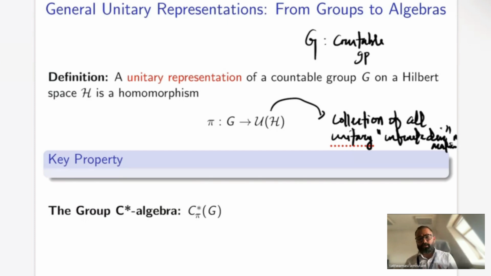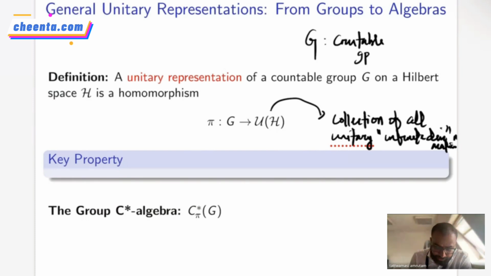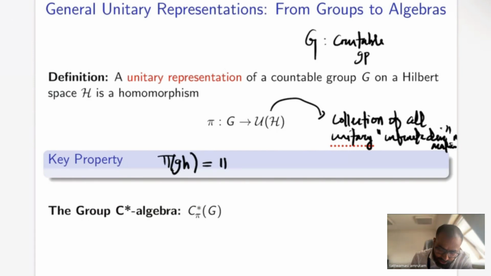So it's very much similar to the unitary operators on R^n or C^n, the orthogonal group that you know of. Now I have the homomorphism from the group to the collection of these unitary infinite dimensional matrices. One of the key properties is that it preserves the group operation. So pi(gh) is pi(g) pi(h). This is the property that I enforce on it.